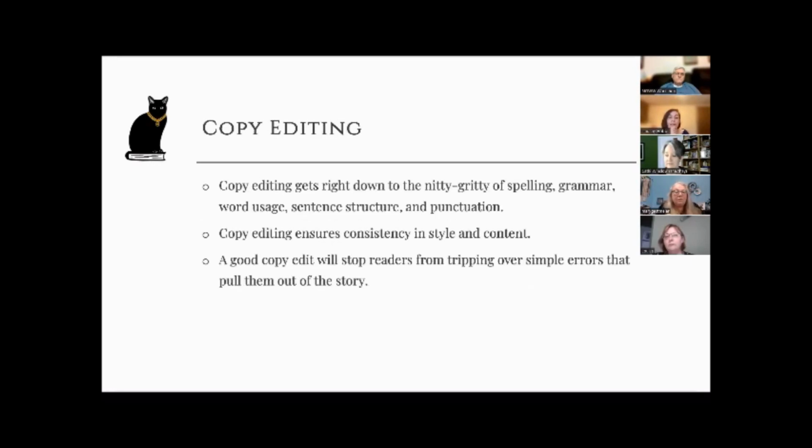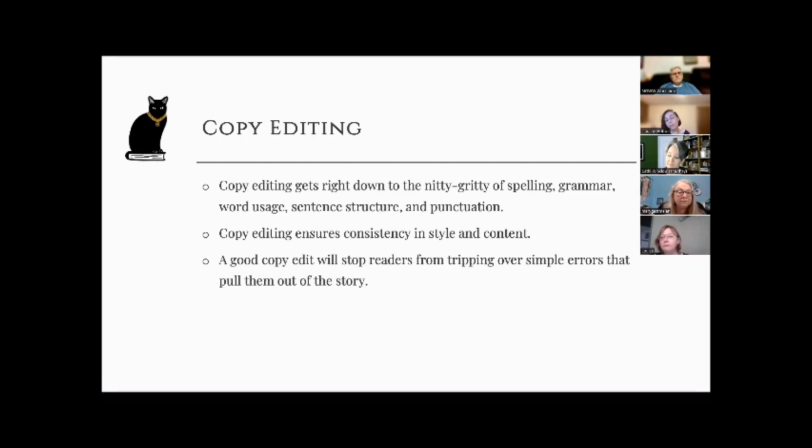After line editing comes copy editing. So copy editing is probably what you think of most of the time when you think of editing. It's like looking for spelling, for grammar, word usage, sentence structure, punctuation, all the little details that can sometimes pull a reader out of the story if they come across a typo or a word that's used incorrectly. Could be as simple as it's and its, or there and their.